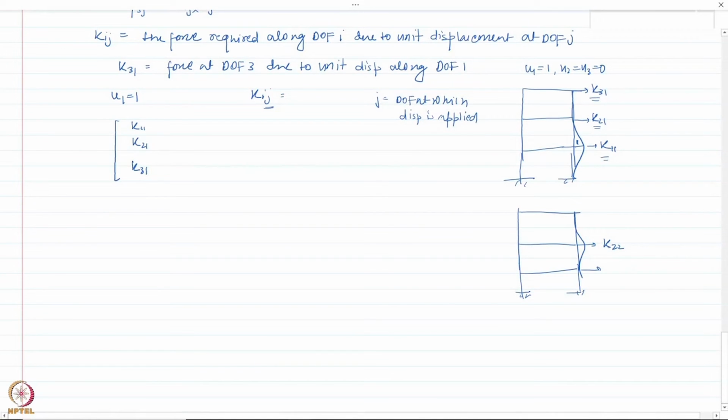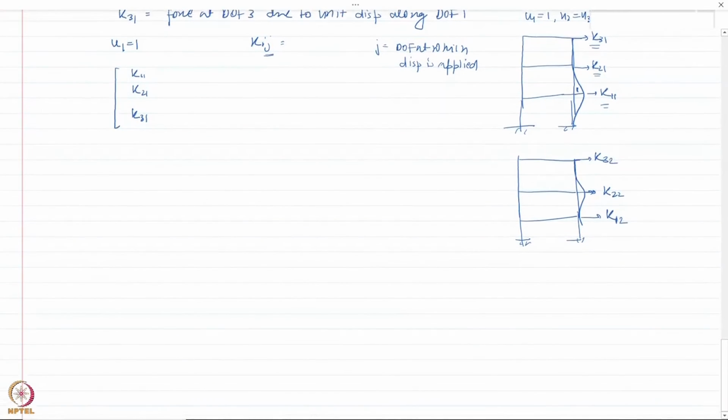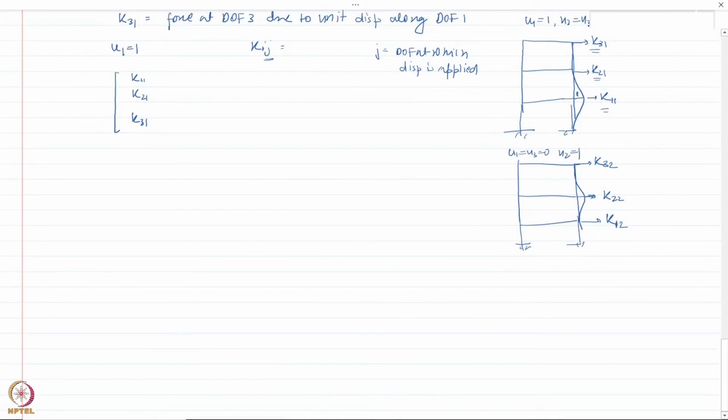So the force applied at this degree of freedom 2 would be K22. Here it would be the force applied at degree of freedom 1 due to unit displacement at degree of freedom 2. Force applied at degree of freedom 3 due to unit displacement of DOF 2. Okay, so this is the case when U1 equal to U3 equal to 0 and U2 is 1. Similarly, these elements form the second column of the stiffness matrix.